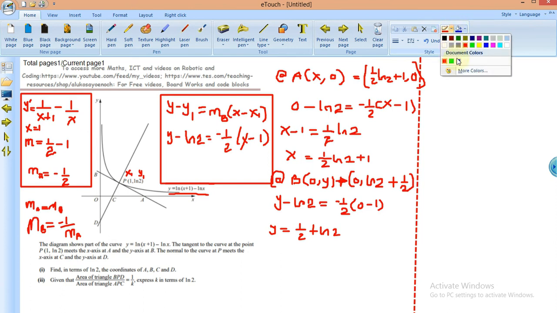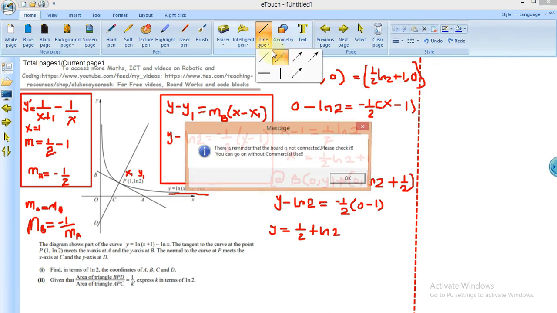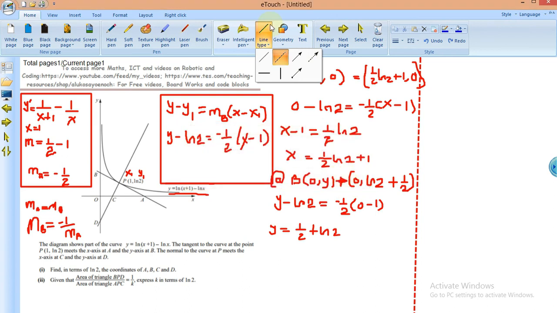Okay, so let me just demarcate that. Sorry about that. Let me just demarcate this. Okay, so now the equation for the normal to the curve is what I want to write now. This is the equation for tangents.